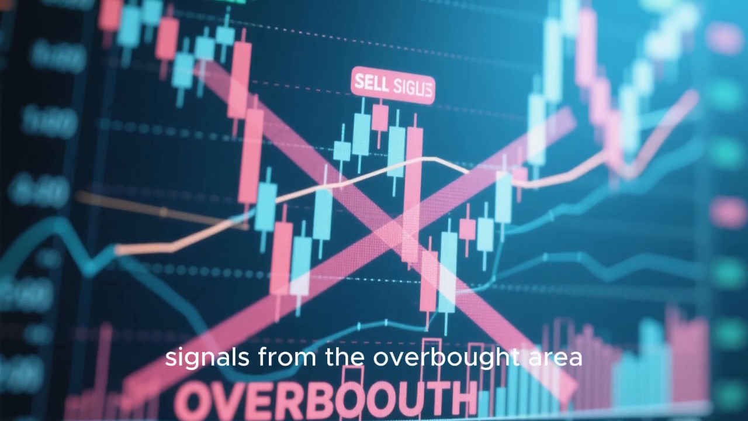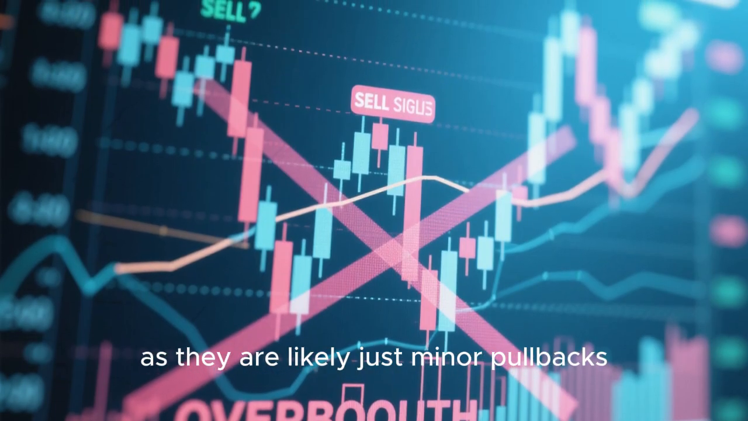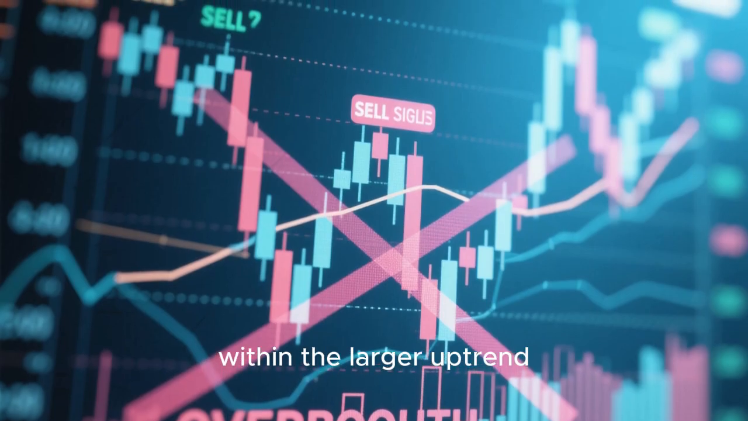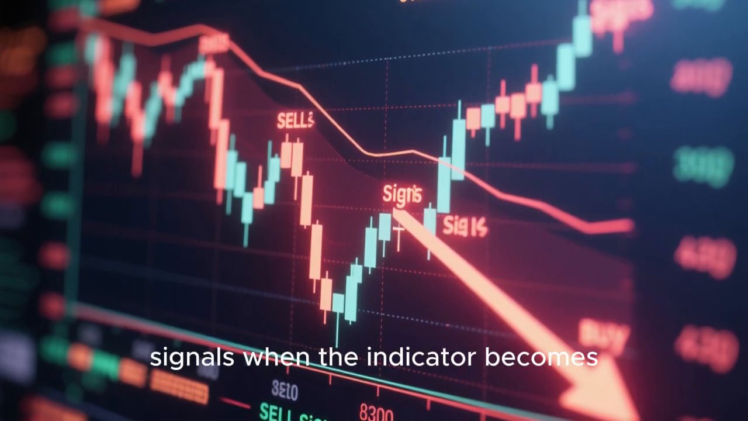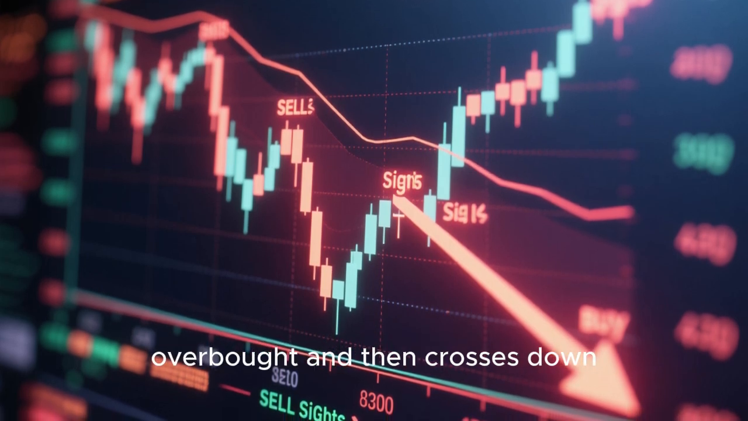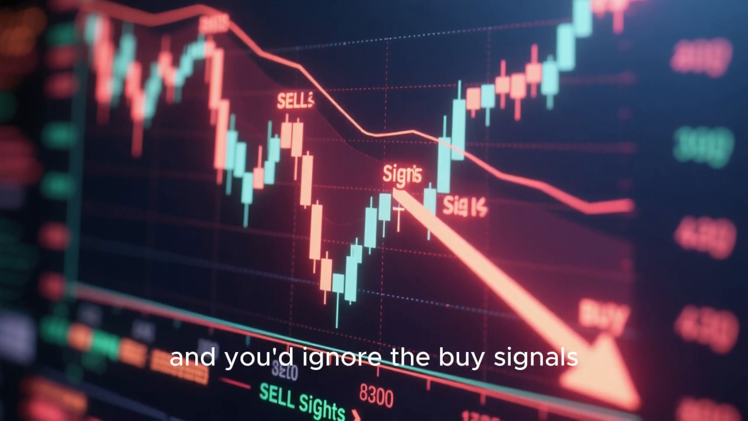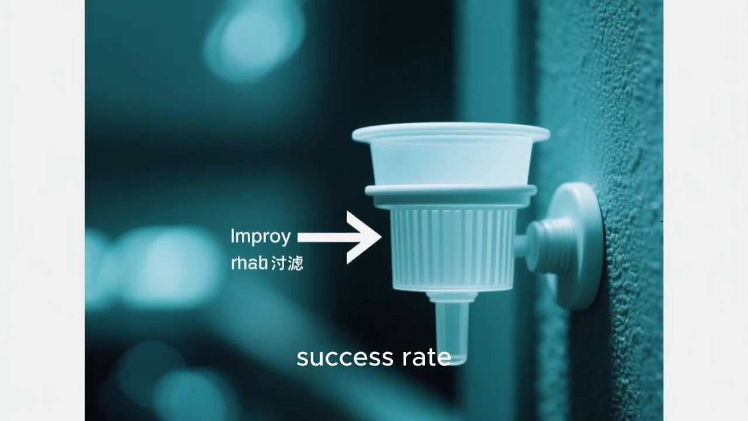You would ignore the sell signals from the overbought area, as they are likely just minor pullbacks within the larger uptrend. In a downtrend, you do the opposite. You only look for sell signals when the indicator becomes overbought and then crosses down, and you'd ignore the buy signals. This simple filter can dramatically improve your success rate.